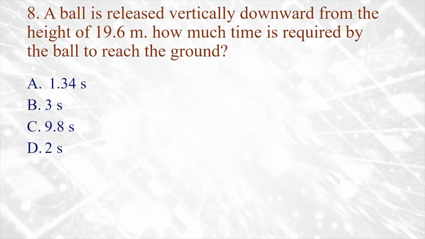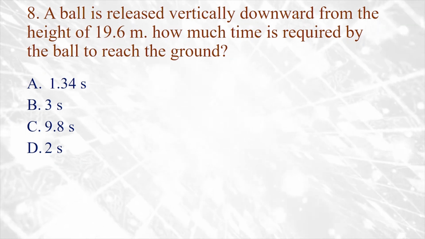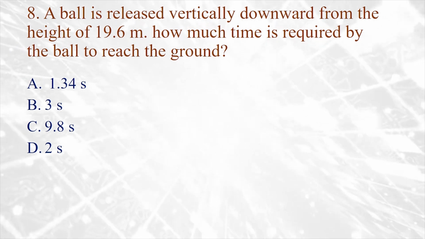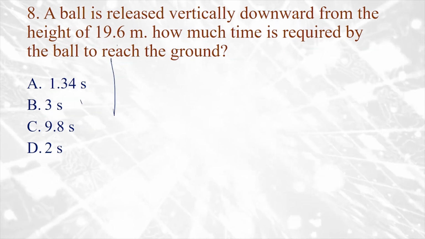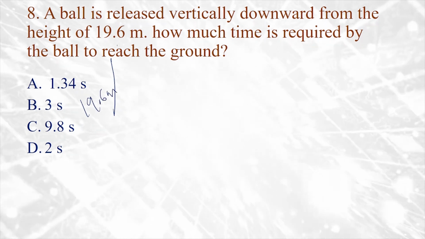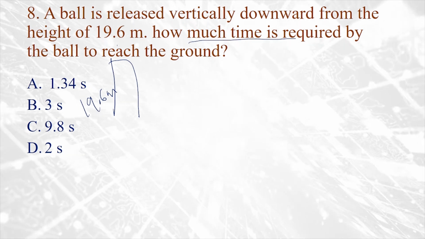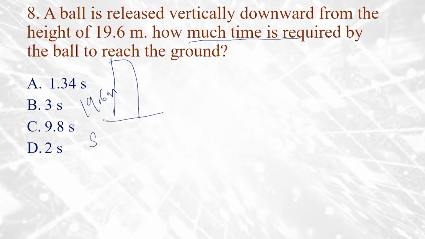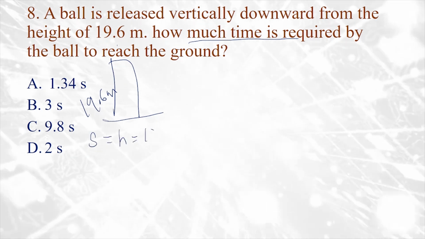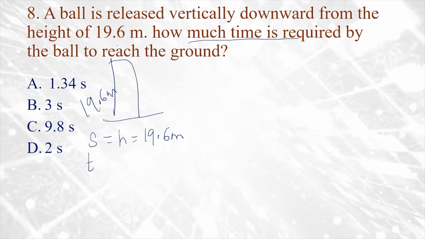A ball is released vertically downward from a height of 19.6 meter. So there is a height which is 19.6 meter, and a ball is released from here. You have to find how much time is required by the ball to reach the ground. So the height, which is a vertical distance, is given, 19.6 meter. How much time is required? So you have to find the time.